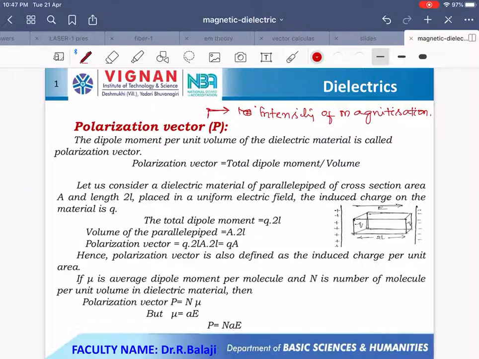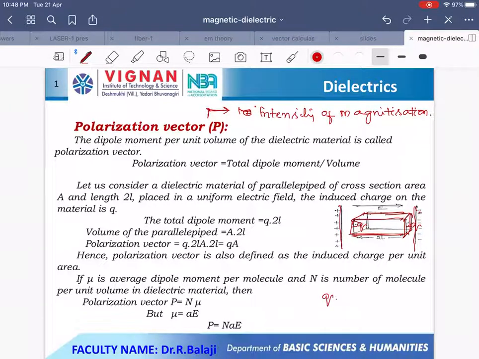So how to define the polarization vector? Polarization vector is equal to the total dipole moment by volume. Now let us consider a dielectric material, with a similar explanation as in magnetic materials. Let us consider this is the dielectric material. What is its length? 2L, and it is placed in a uniform electric field. Then the negative charge carriers move to this side and the positive charge carriers move to this side, and a dipole moment is generated in this case. What is the total dipole moment?